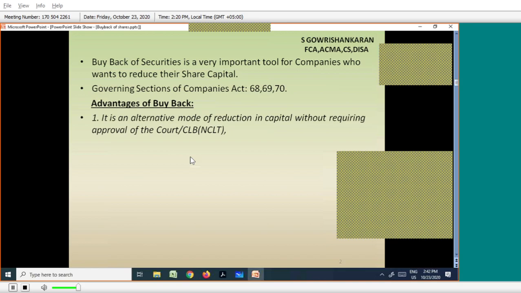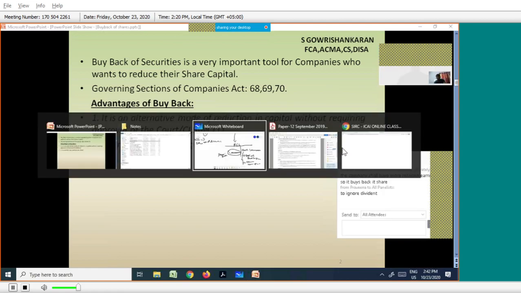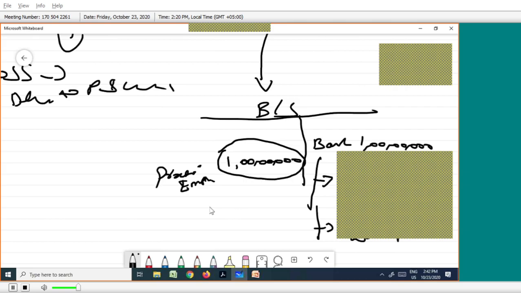Next point, to improve earnings per share. How will this improve my earnings per share? Yes, of course it will improve the earnings per share. I will show you an example.